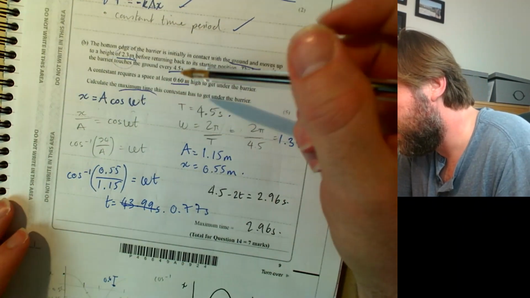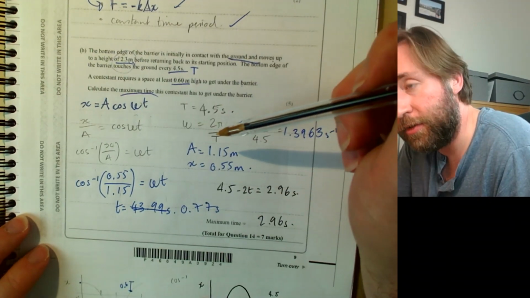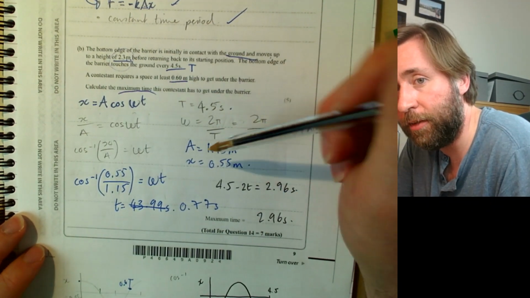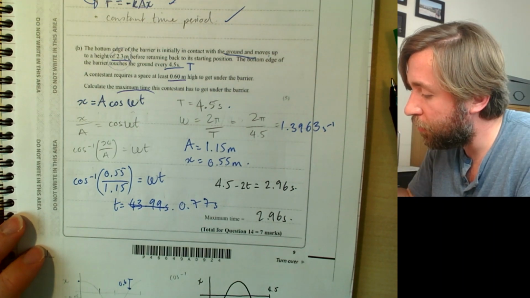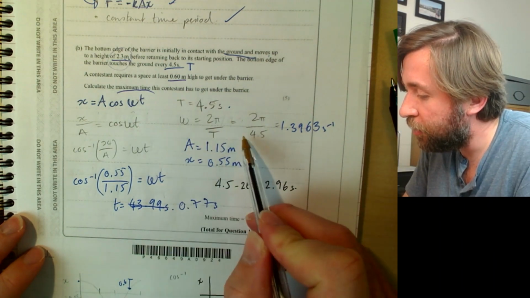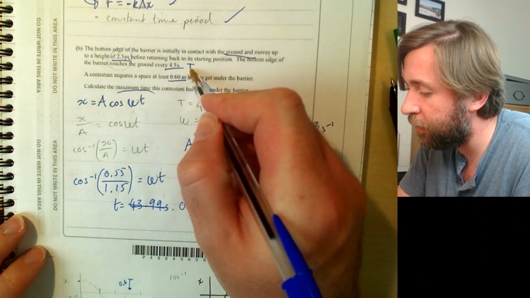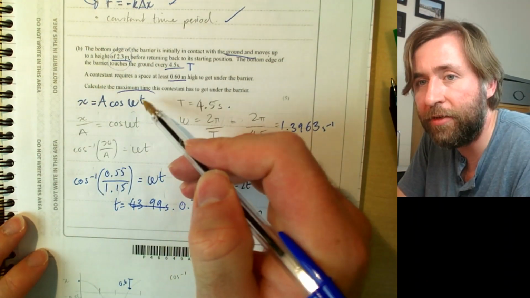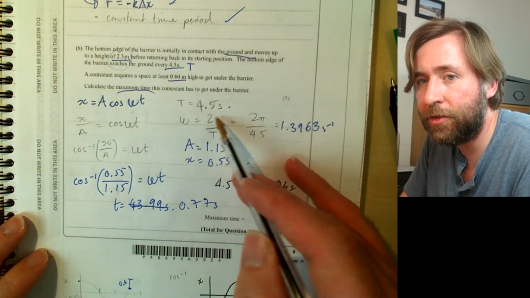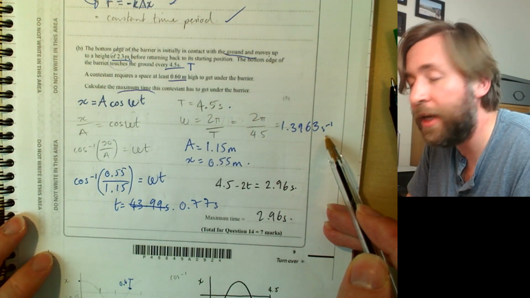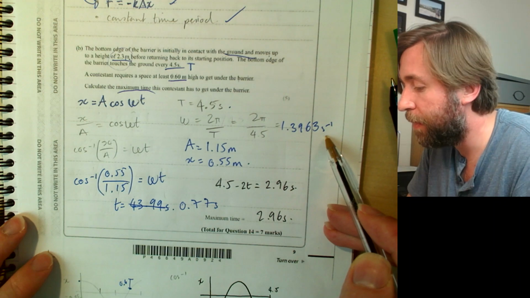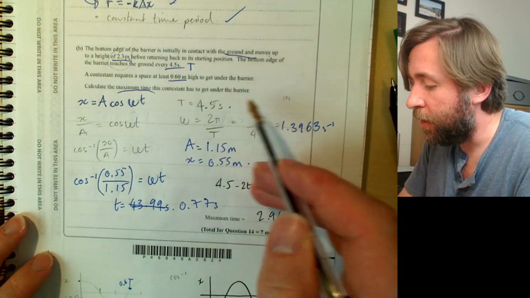So this is a tricky question, but think about picking up the marks. If you're going to pick up the marks, then make sure that you do what you can do. You've been given a time period, you've figured out an equation with omega in it, so make sure that you convert clearly to omega, radians per second. That will get you a mark.